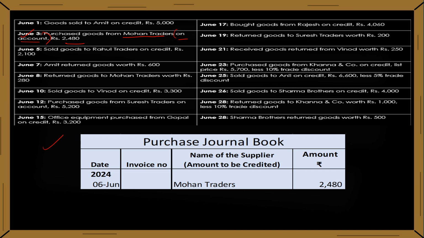And the purchase journal book will have the following columns as their format: date, invoice number, name of the supplier, that is amount to be credited, and amount. Date is June 3rd and name of the supplier is Mohan Traders. Amount is rupees 2,480.